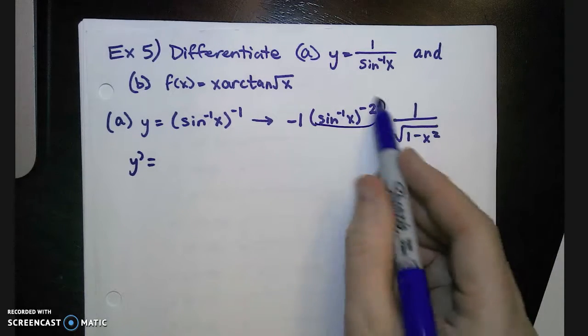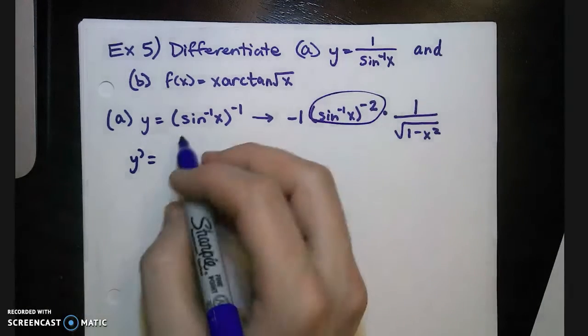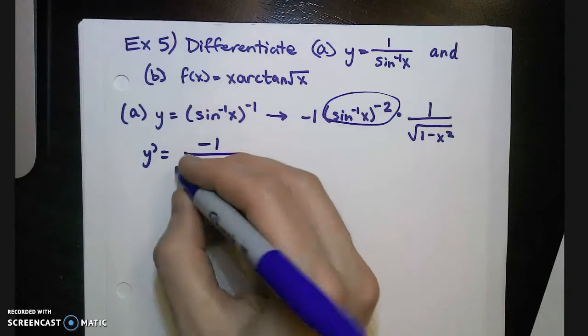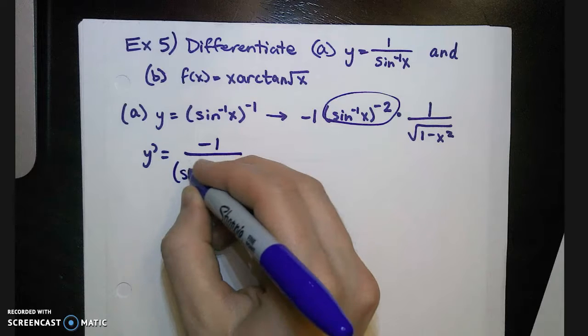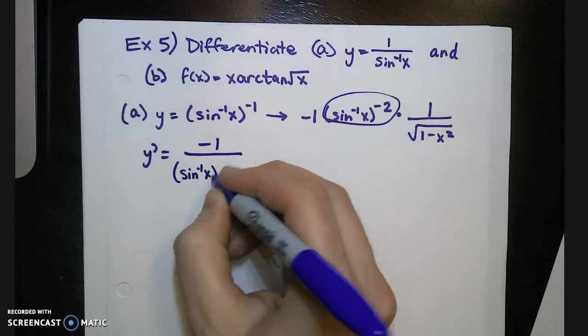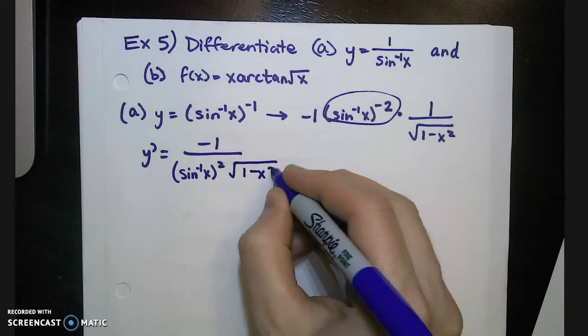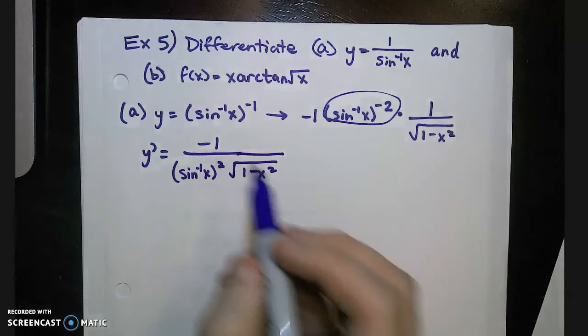We can move negative exponents to the bottom. So that would leave this negative 1 on top. And then on the bottom, I would have inverse sine squared. And then I would have radical 1 minus x squared. So that would be my derivative for A.